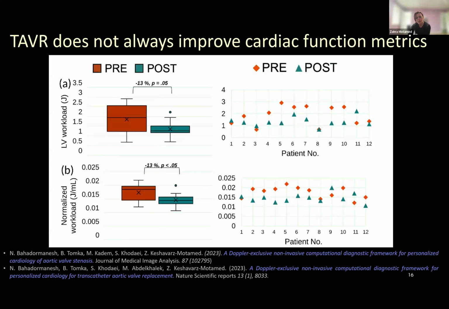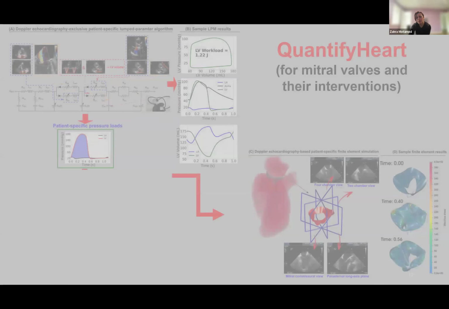So this is another slide with exactly the same patient, where we also checked left ventricular workload. The same message: not all of them improved. Generally, most of them improve, but not all of them. As I said, around 50%, 10%, depending on the population we are working on, but we see something like this.